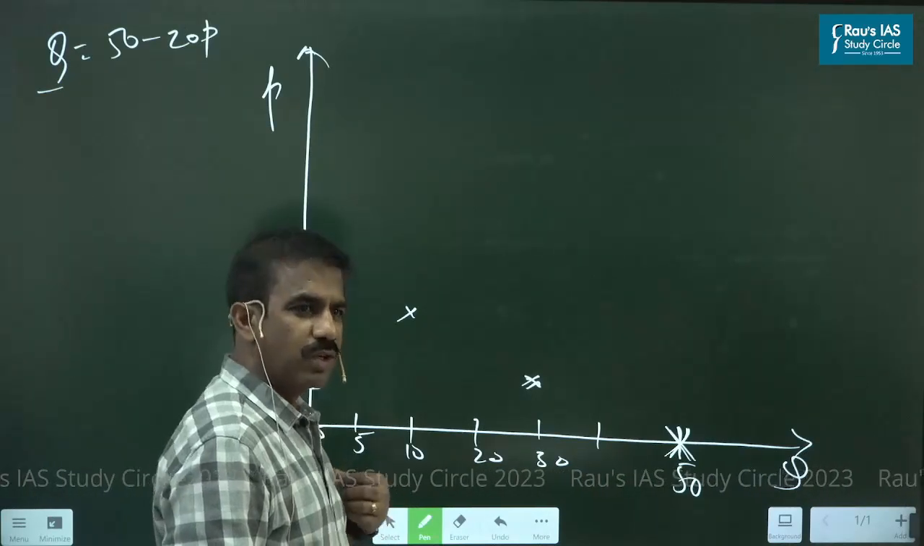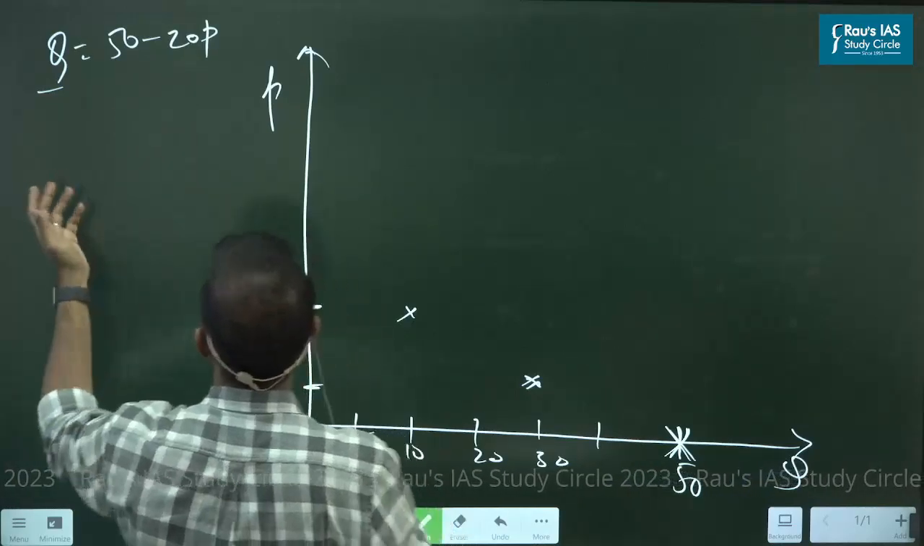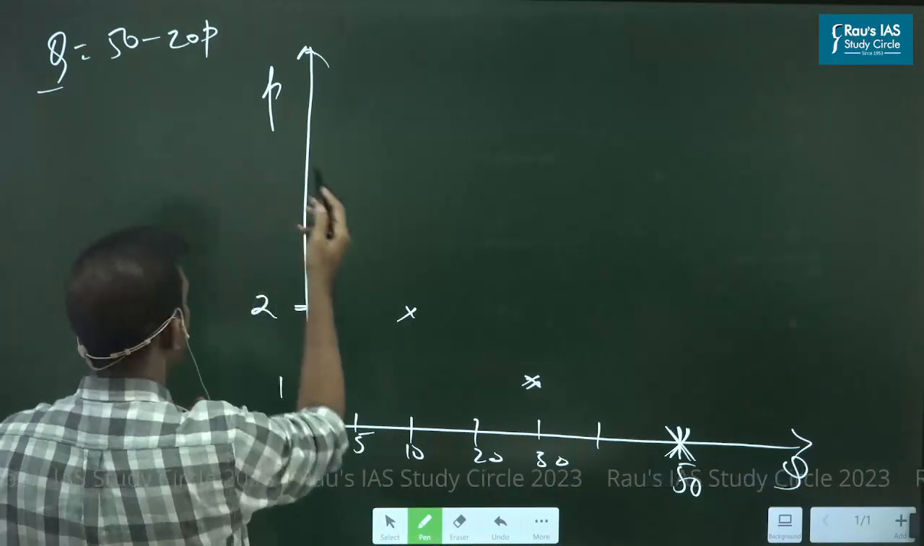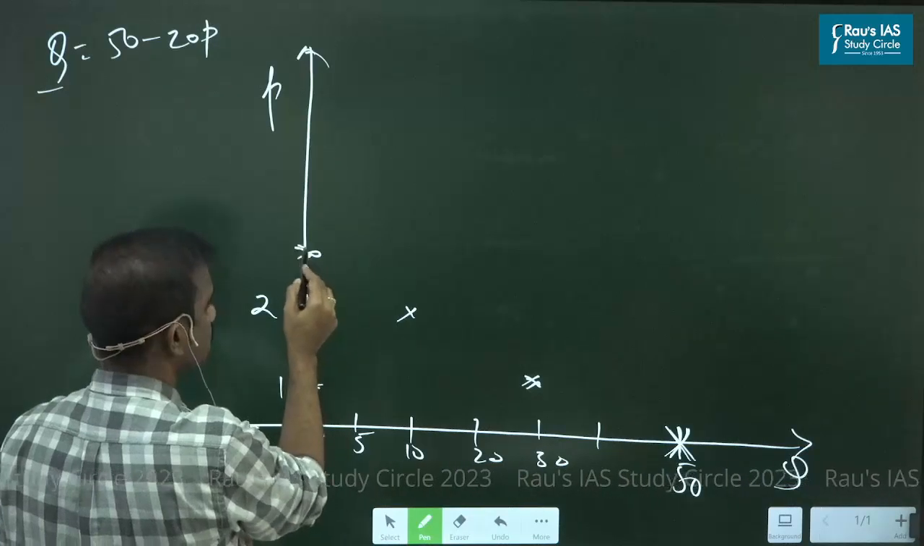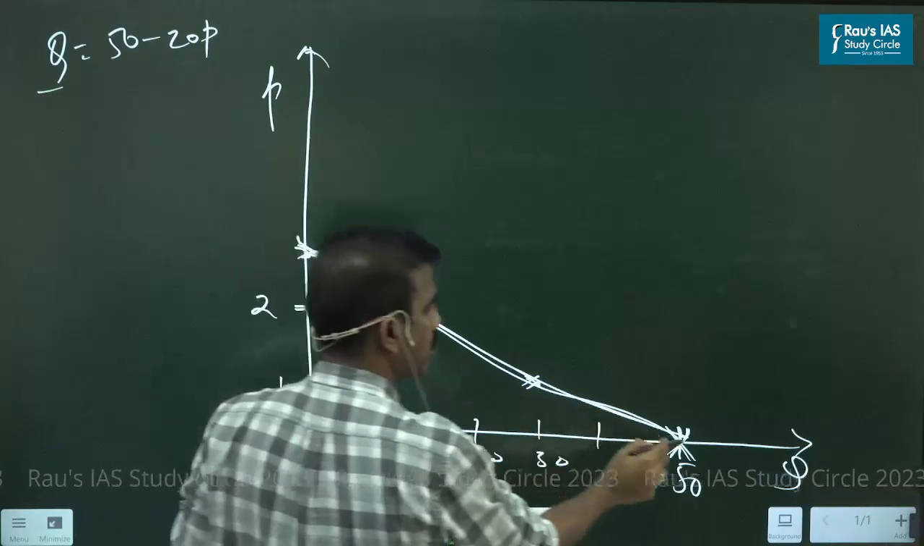No. So ideally, the price at which it becomes 0, how would you define it? 50 divided by 20 is 2.5. At 2.5 it becomes 0. That's how you draw the demand. So that is the maximum price. Got it?